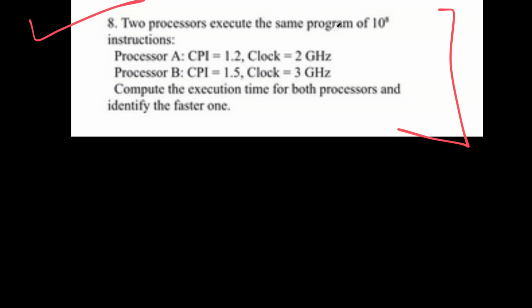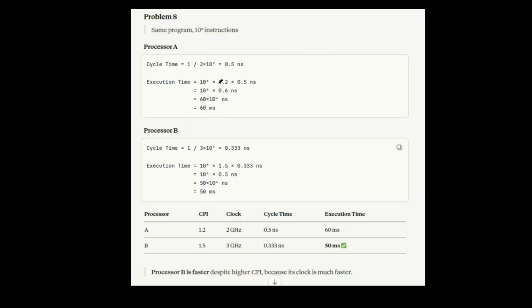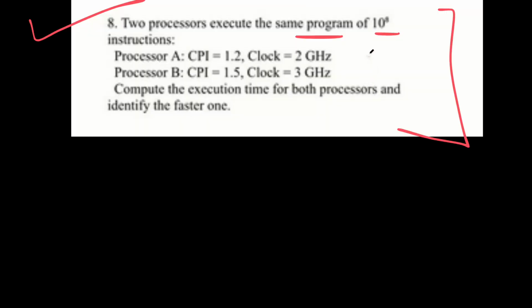Now there are two processors executing the same program of 10 raised to 6. I hope so. Yes, no, it's 10 raised to 5, guys. So 10 raised to 5 instructions. Processor A's CPI and clock value are given. Processor B's CPI and clock are given. Compute the execution time for both processors. Identify which is the faster one.